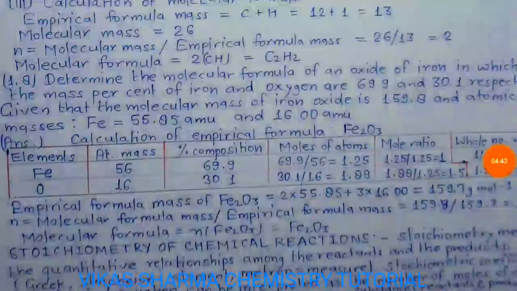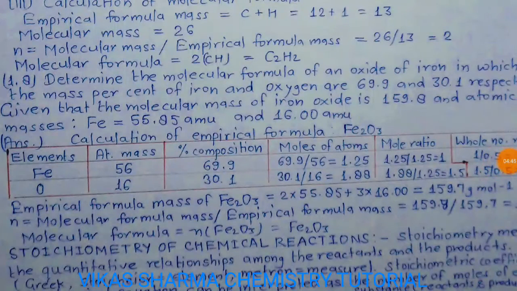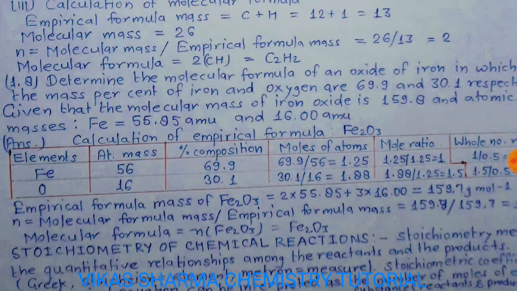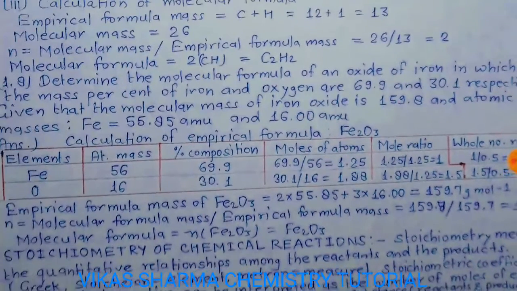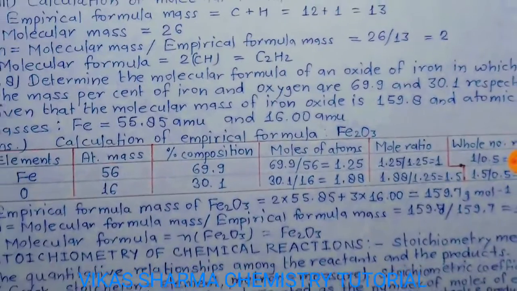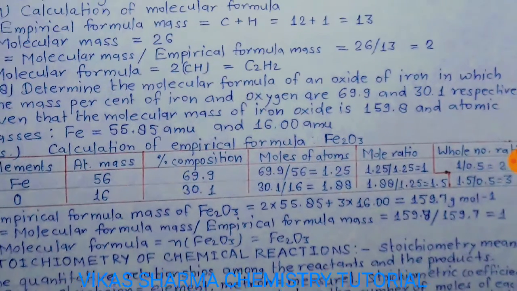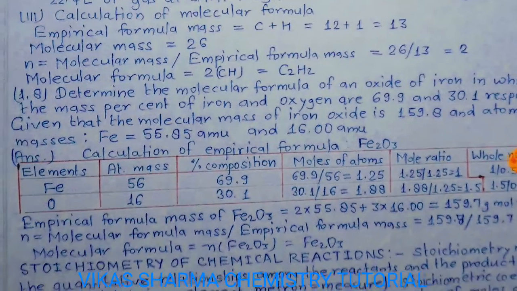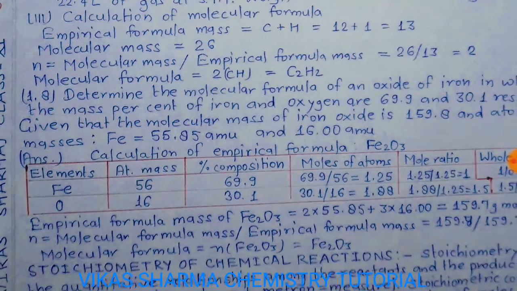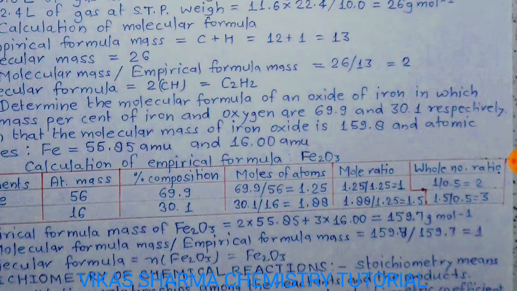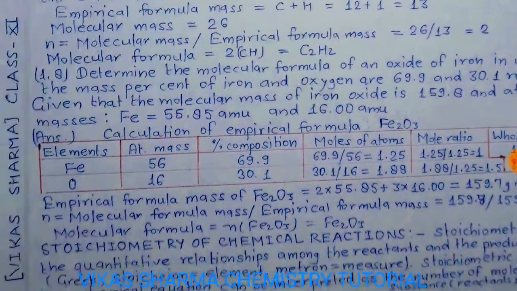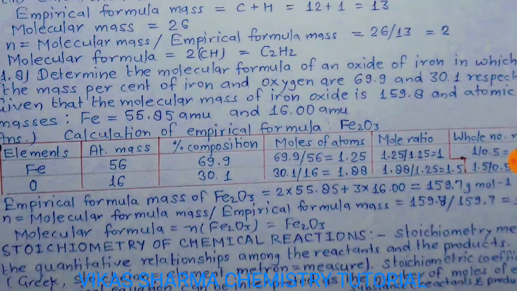Student, in the NCERT book, question number 1.8 clears the use of this formula. Determine the molecular formula of an oxide of iron in which the mass percent of iron and oxygen are 69.9 and 30.1 respectively. Given that the molecular mass of iron oxide is 159.8 and atomic mass is iron 55.85 amu and oxygen 16.00 amu.